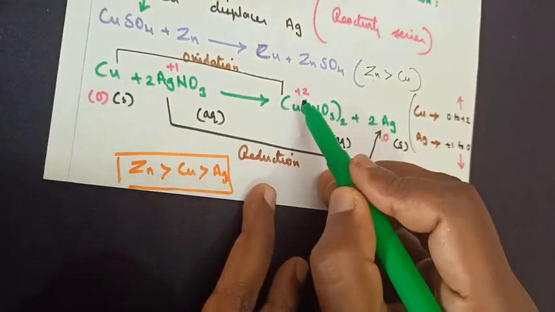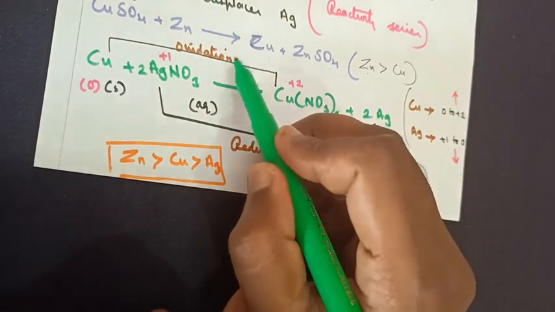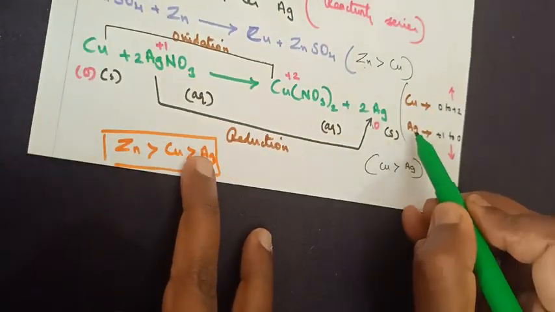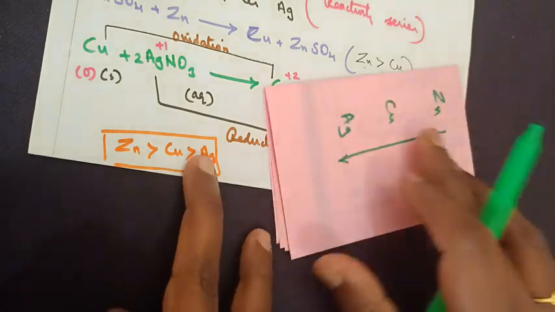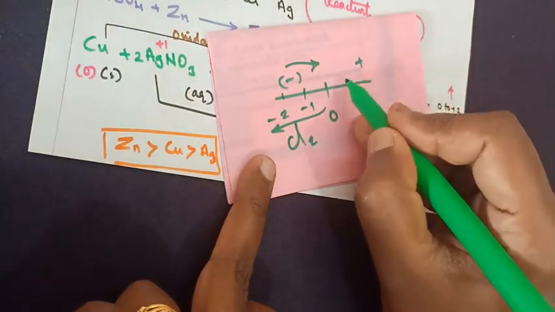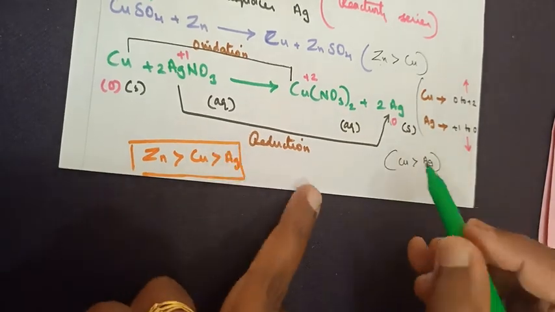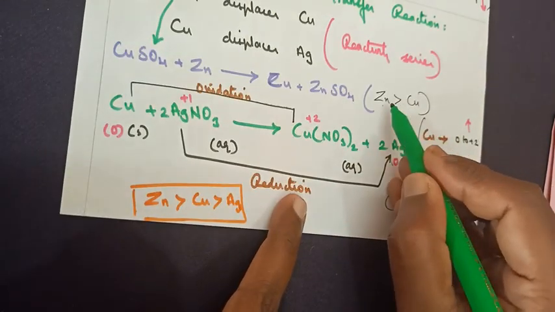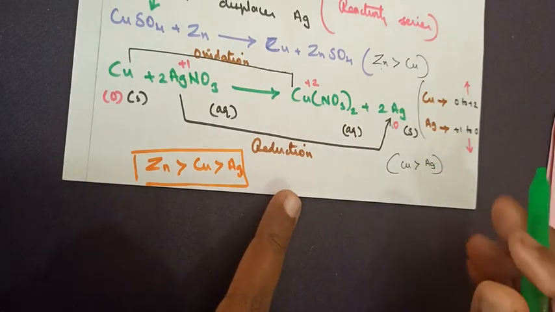0 to +2, moving towards our right, is an increase in the number, hence it undergoes oxidation. Silver, from +1, the number is coming down to 0, hence there is a reduction. So between zinc and copper, zinc is highly reactive. Between copper and silver, copper is highly reactive.